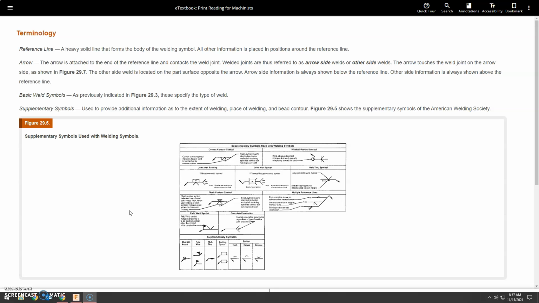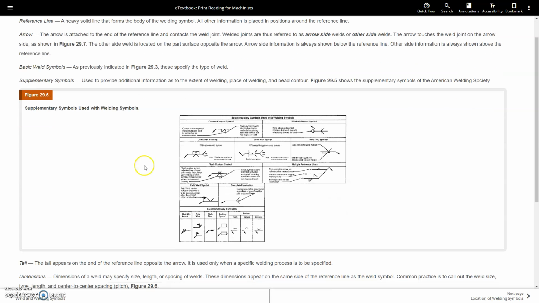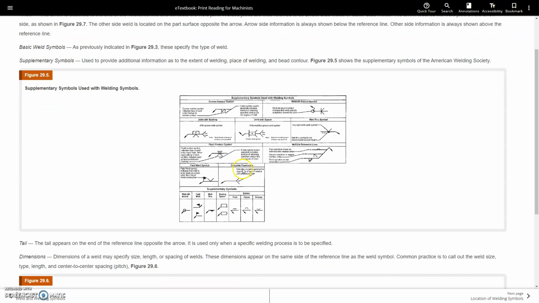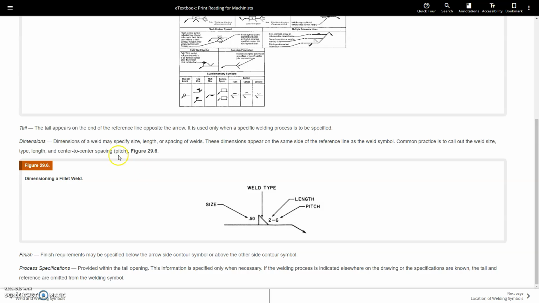So you've got basic weld symbols, as previously indicated in Figure 29.3. These specify the type of weld. Then you've got supplementary symbols used to provide additional information such as the extent of welding, place of welding, and bead contour. Figure 29.5 shows the supplementary symbols of the American Welding Society. So there are different symbols.